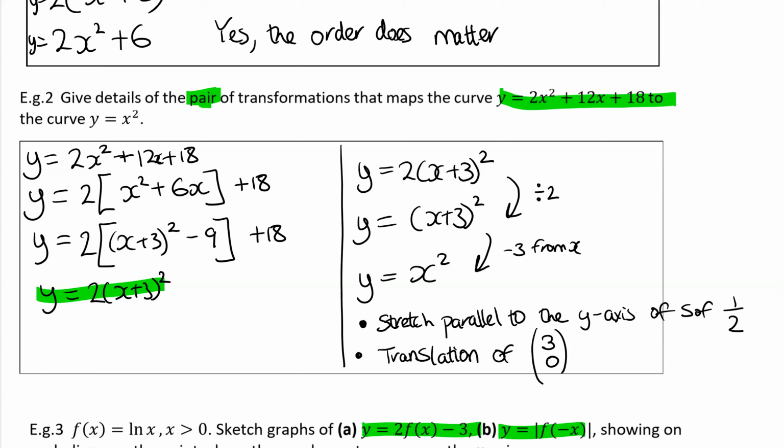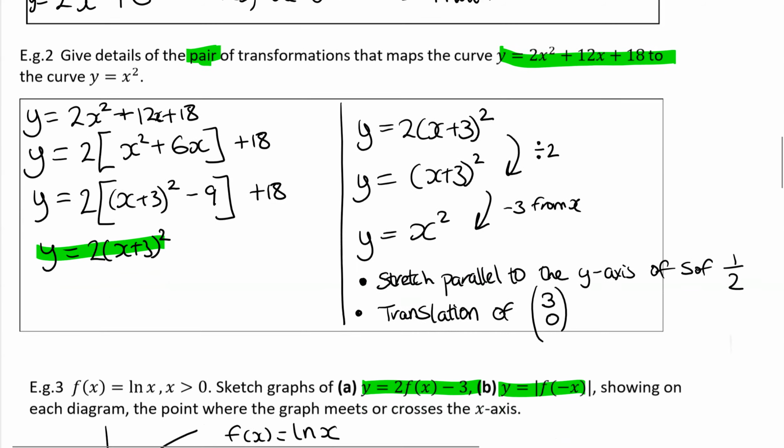And you could also think about, well, what happens if you went the other way? If you started off with x squared and you went to (x + 3) all squared, well, because of that plus 3, it'd mean you have to move all your x's 3 to the left, and then if you then times by 2, you'd have to stretch it by a scale factor 2. But we're going the opposite way here, so these are the steps we'd need to take.